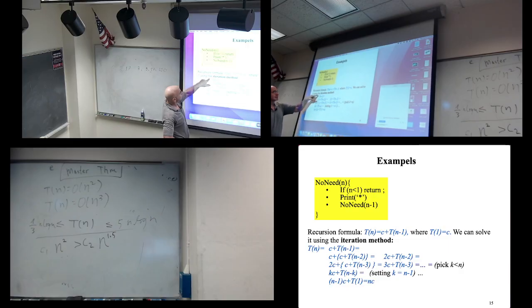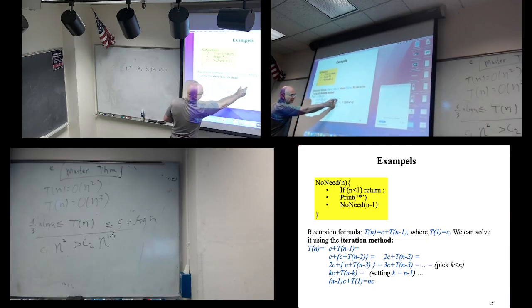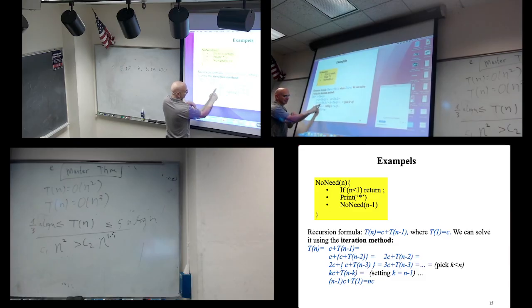What is T of n? It's just, based on the definition, some constant. What constant? To call all these pieces, to print 1 star, to check these conditions, that takes a constant time, plus call yourself recursively with the value of n minus 1. The iteration method will say, okay, let's try to understand what is T of n minus 1. It is just a constant plus T of n minus 2. Let's rearrange it: this is 2 times this constant plus T of n minus 2. What is T of n minus 2? It's the same constant again plus T of n minus 3.